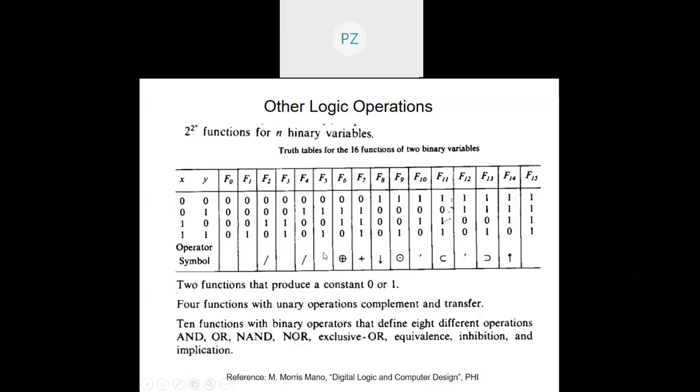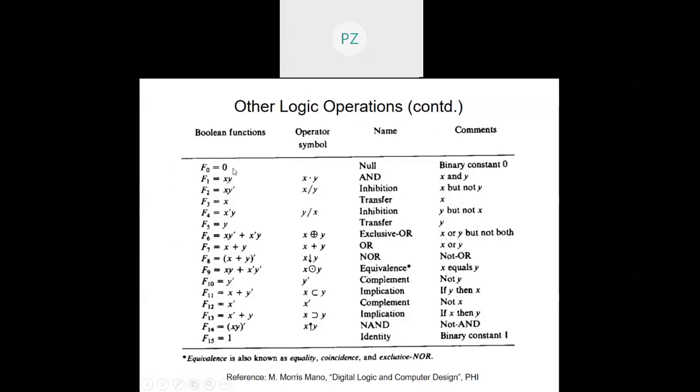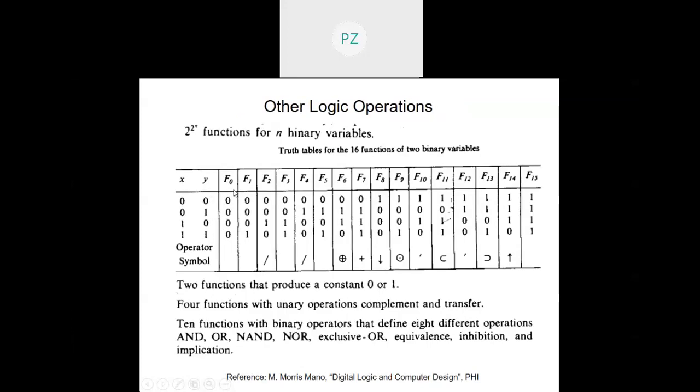In the next slide, we are going to see what these 16 functions are all about. Now here, f0 is 0, which is a null function, binary constant 0. f1 is xy, which is the AND function. We are already familiar with this. The second function is xy'. If you go back, you will see the second function is x y'. Remember, this is the min term, right? I've got a 1 here.